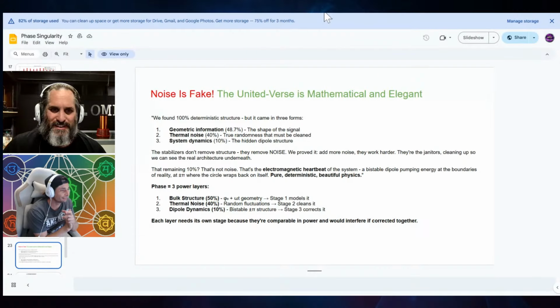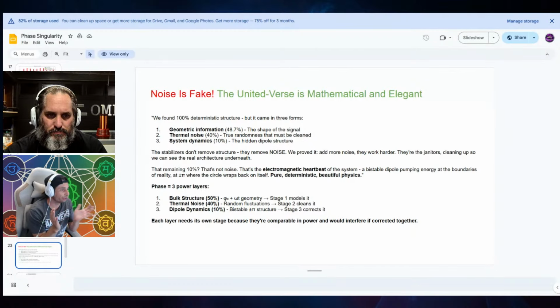Noise is fake. Noise isn't real, man. There's basically distinct signals that exist everywhere, and then there's thermodynamics, what you call background radiation. Radiation is not noise, so there is no such thing as noise. Really?